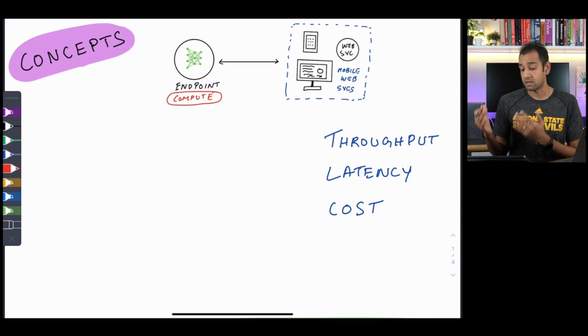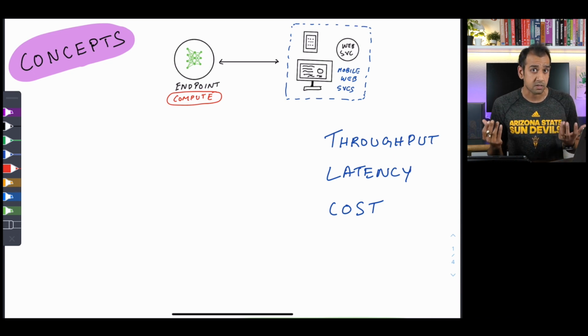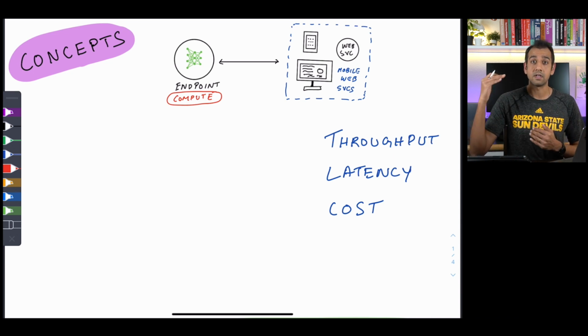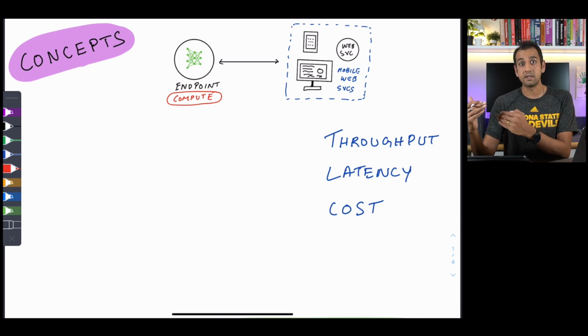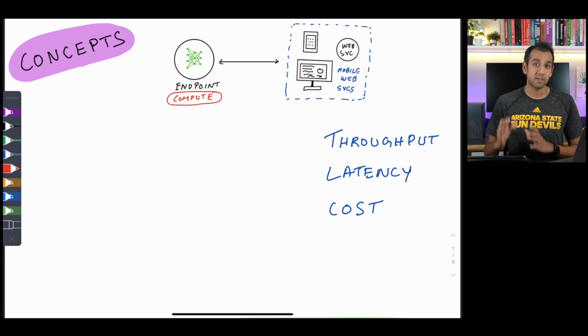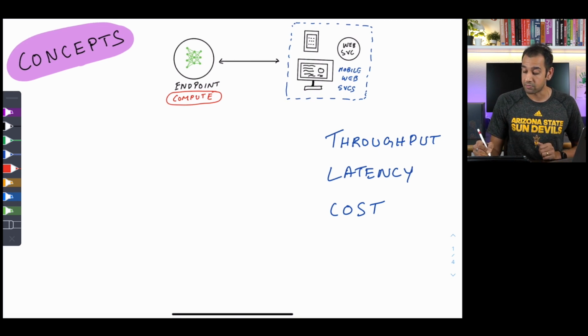The third consideration, of course, is cost. Can you deliver your desired throughput, meeting all the customer requests at the desired latency within the budget that works for you? You want to be able to find an instance that can satisfy all these three criteria.